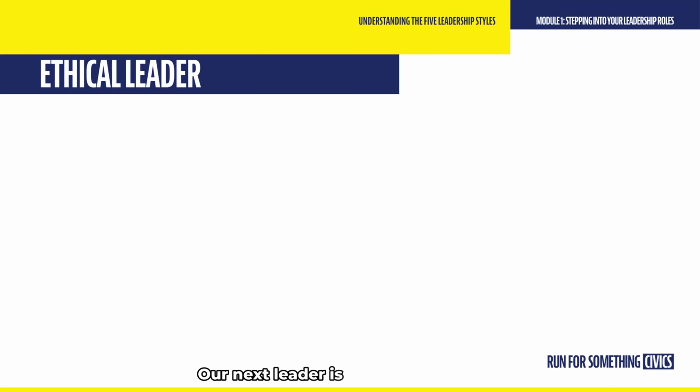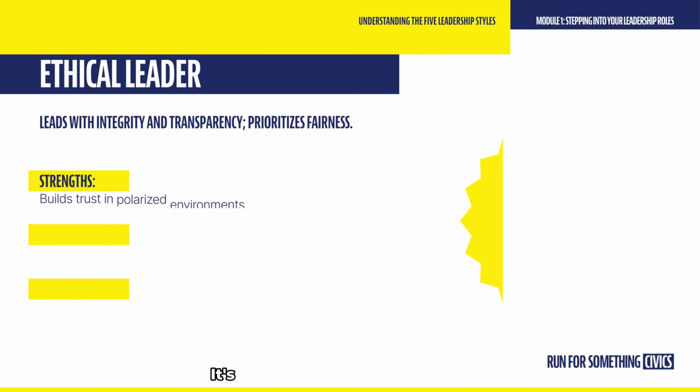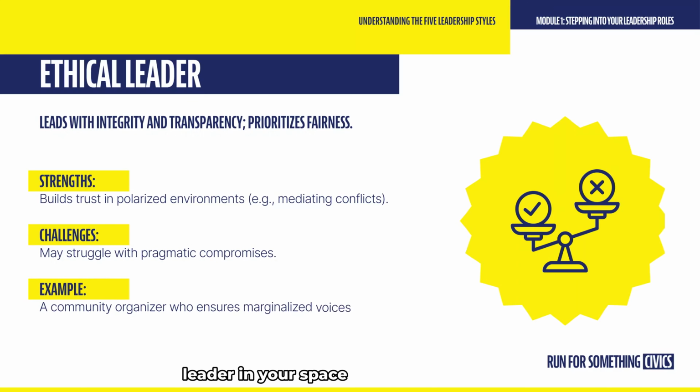Our next leader is the ethical leader. It's really great to have an ethical leader in your space to ensure you don't lose sight of your core values, that you don't get lost in the process, and you're doing the work in a way that is in alignment with your values and the integrity of your group or your organization. This particular type of leader leads with integrity and transparency, prioritizing things like inclusion, equity, fairness, all things ethical. They ensure that you're not replicating the same harm you're working to fix just to get a win.